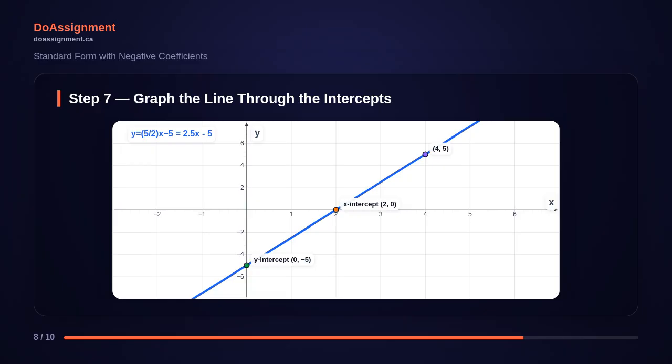Here's the graph of the line. It crosses the x-axis at 2, 0 and the y-axis at 0, negative 5. The steep upward slope of 5 halves is visible. For every 2 steps to the right, the line climbs 5 steps up. The point 4, 5 is also plotted as a third verification point.